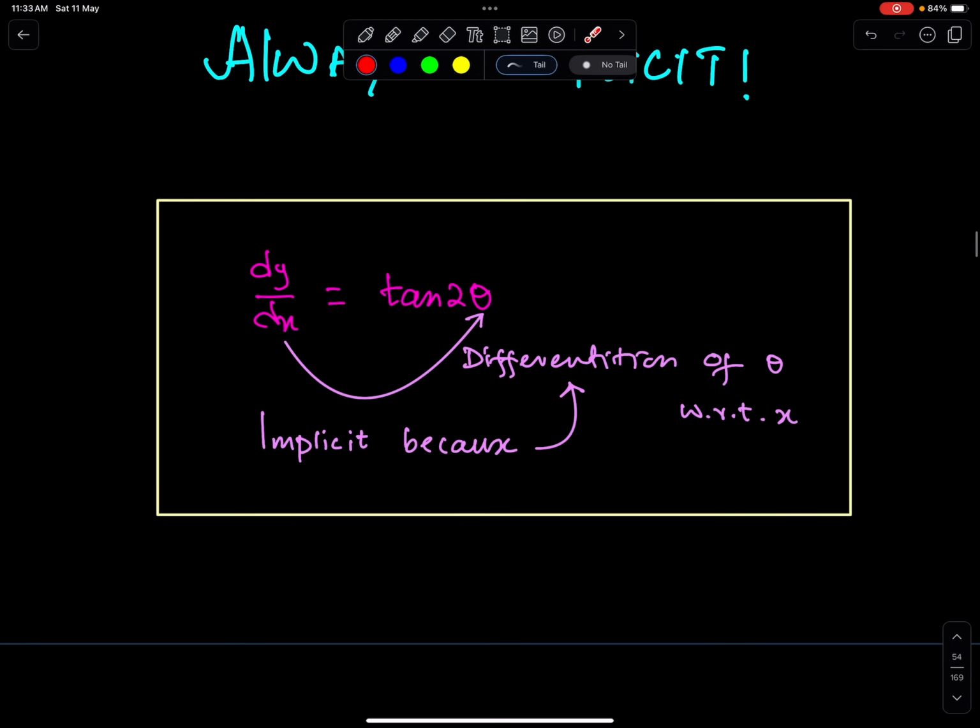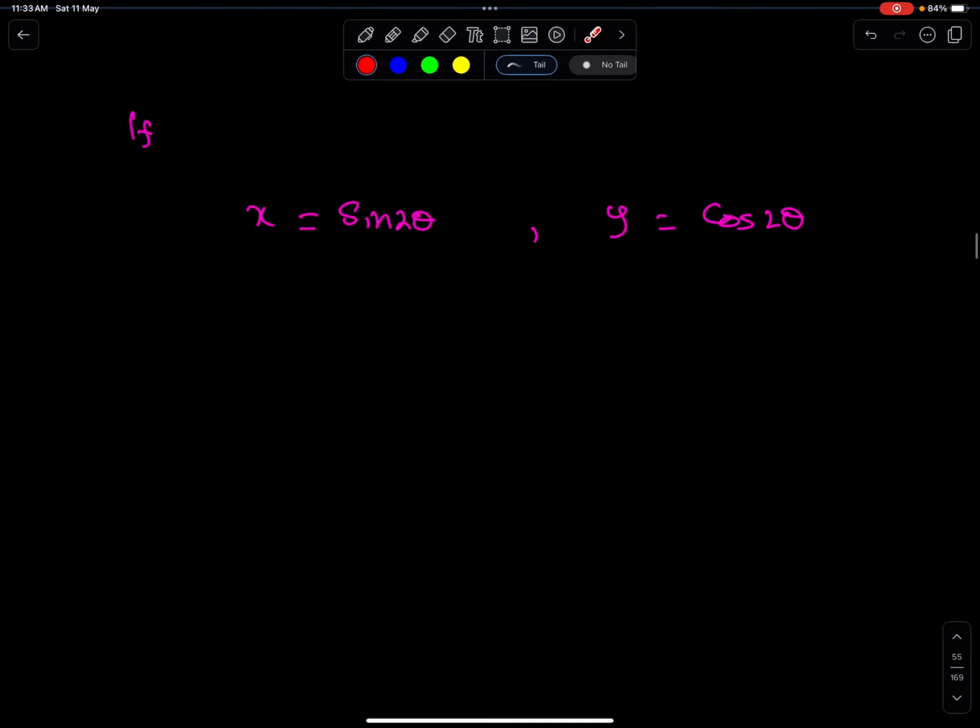Well, implicit means differentiation of a different variable with respect to x. If these two variables are different, then this function is known as implicit. So this is implicit because it is differentiation of theta with respect to x. Let's understand this concept with the help of this example.